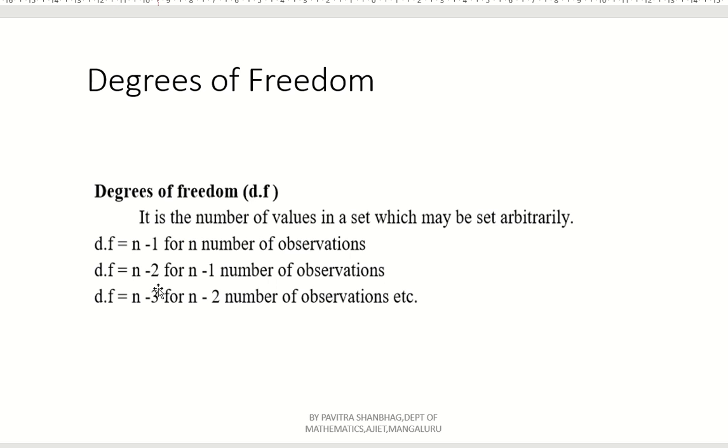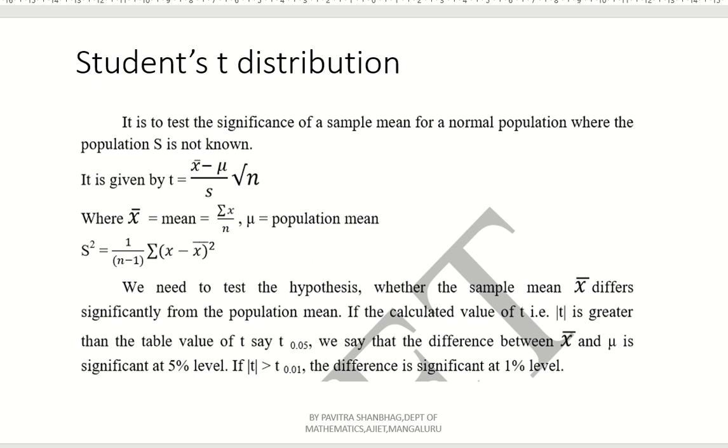Similarly, it is n minus 2 for n minus 1 number of observations. Similarly, n minus 3 for n minus 2 number of observations, right? Now here we are using two different, very important tests, that is student T distribution and another one is chi-square test. So both are very important for solving problems under population mean and all. Now it is to test the significance of a sample mean for a normal population where the population S is not known. So when the population S is not known, then we are using this.